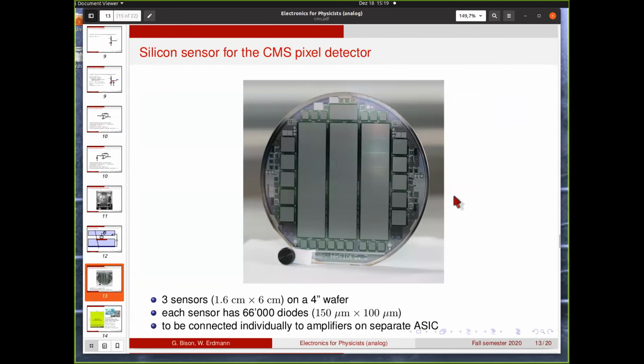So this shows a wafer with 3 of these silicon sensors for our CMS pixel detector, which was designed at PSI. Each one of these is 1.6 times 6 centimeters on a so-called 4-inch wafer here. Each sensor has 66,000 individual diodes, each with a dimension of 150 micrometers times 100 micrometers. And each one of these 60,000 diodes needs to be connected individually to amplifiers on a separate ASIC.